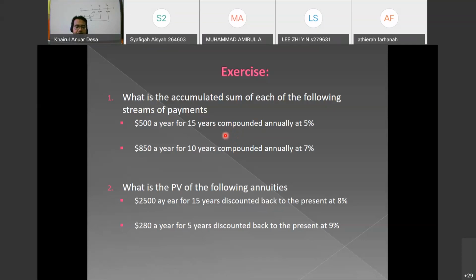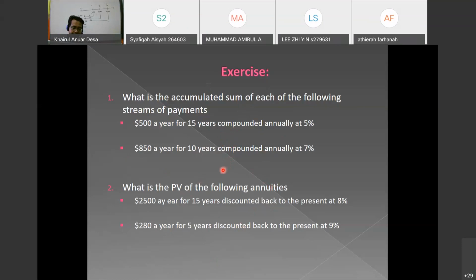Okay, again, if the question did not mention clearly when the payment occurs, we have to assume that the payment occurs at the end of the period. Got it? Dia sama macam soalan ini. Soalan in this question did not mention clearly when actually the payment happened. So we have to assume that the payment happened at the end of the period. Or in another word, this is the ordinary annuity.